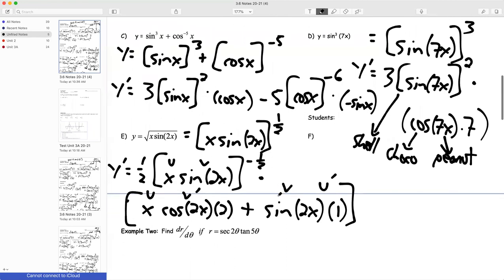All right, well, how about this one? How about we do, let's see, y equals, let's say 3x cosine of 4x squared raised to the 10th power.